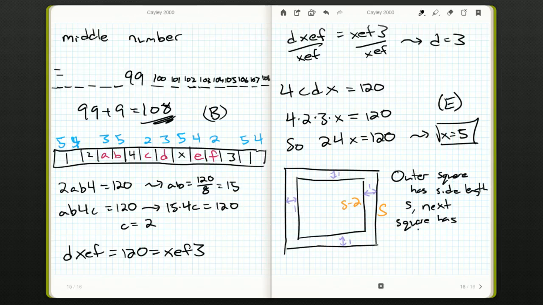The next square has a side length of s minus 2. And then the next one, well, we should go 2 steps further inside. So we should get s minus 4. So let's take a look. We'll just continue drawing our picture.